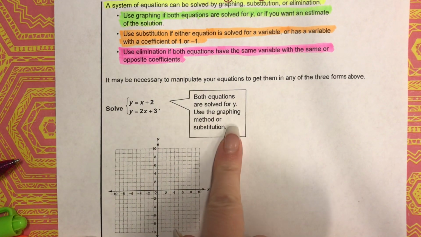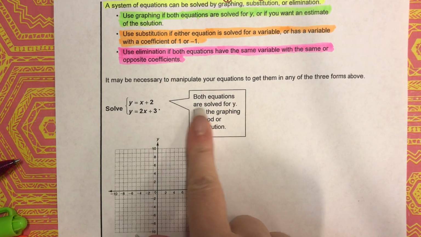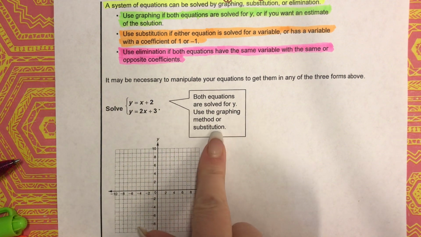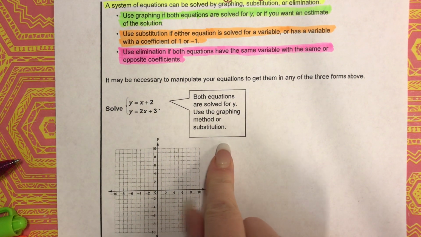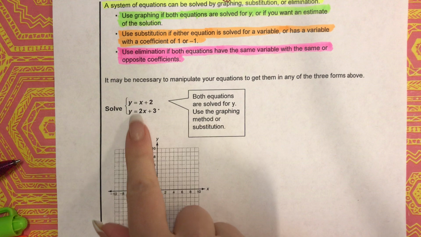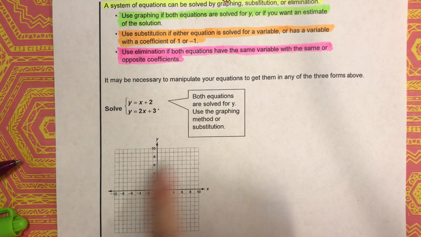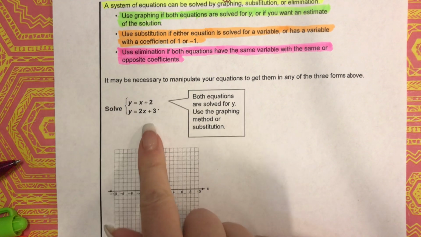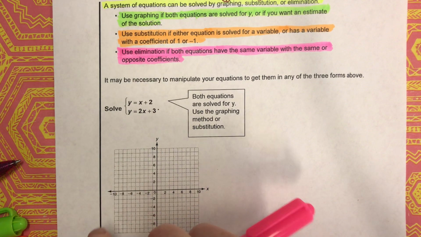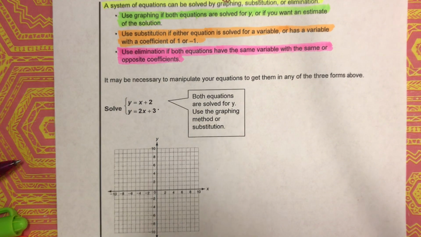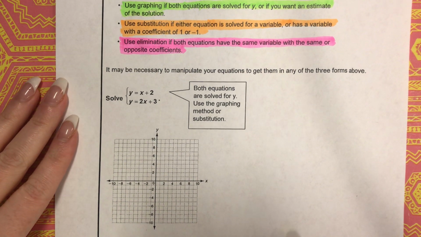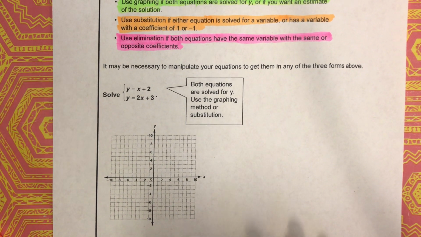So this little bubble says, if you said both equations are solved for y, use the graphing method or substitution. Okay, so either of those methods. So it's solved for y, so super easy to graph. We'll try that. But also with them both solved for y, it's easy to solve using substitution as well. So let's just go ahead and do that.